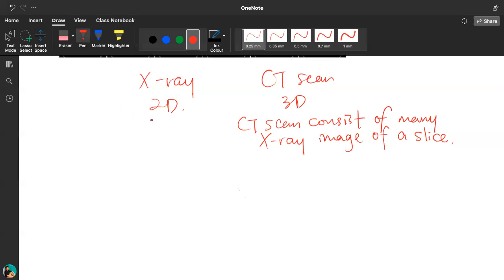Other differences, such as the exposure. X-ray has less exposure. CT scan has more exposure. Usually the doctor will not recommend a CT scan unless you have critical conditions, because the exposure is so much higher. You're not taking just one slice, you're taking multiple. So you're exposed to a high dosage of X-rays. Okay, what else? I think that's it.